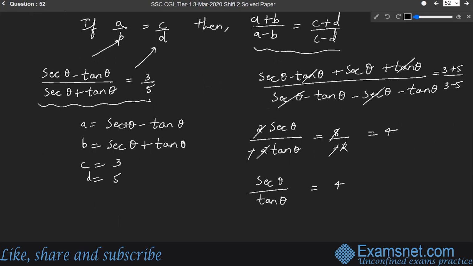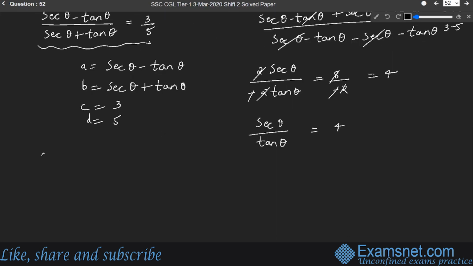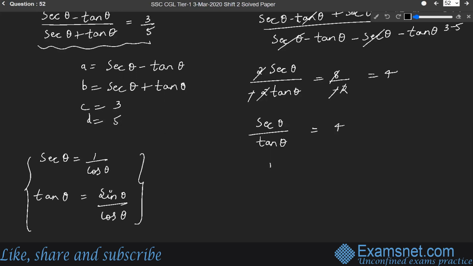Okay. Now what is sec theta? We know that in trigonometry, sec theta is the reciprocal of cos theta. Means sec theta is equal to 1 upon cos theta. And what is tan theta? Tan theta is equal to sin theta upon cos theta. So let us substitute both the values here. Sec theta is 1 by cos theta divided by tan theta. Tan theta is sin theta divided by cos theta. This is equal to 4.